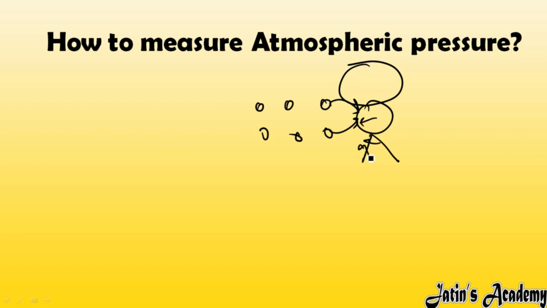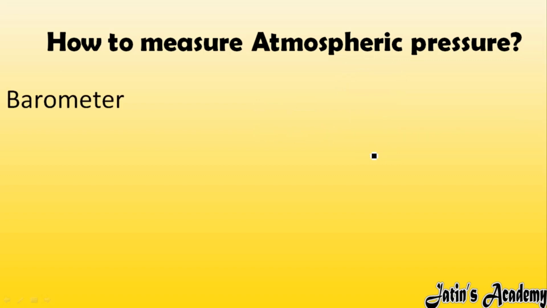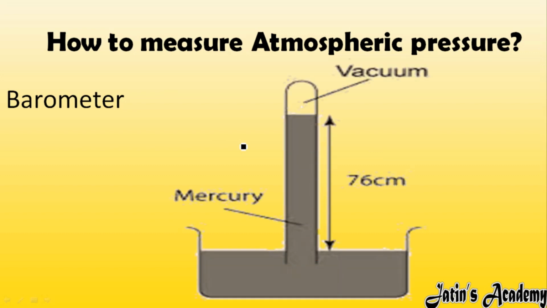That is why we are not feeling that much air pressure or air particles on us. Now, how to measure the atmospheric pressure? The instrument is named a barometer. With the barometer, we are going to measure the atmospheric pressure. The diagram of a barometer is like this.